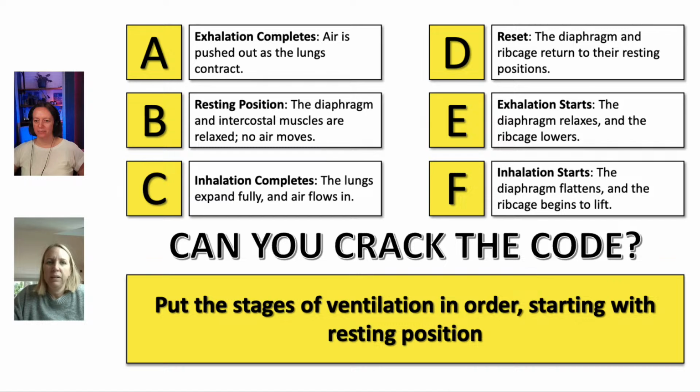So if I just read out the resting position, it says the diaphragm and intercostal muscles are relaxed and no air is moving. So remember, your diaphragm is that flat, muscular dome just underneath your rib cage, and your intercostal muscles are the muscles in between your ribs.